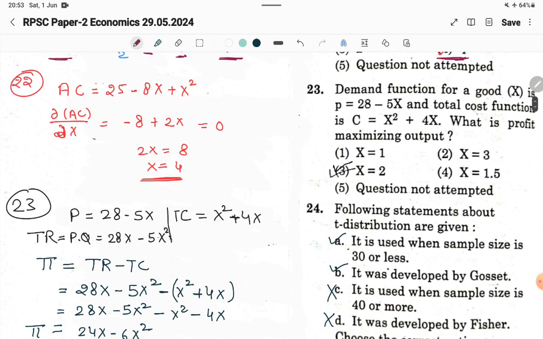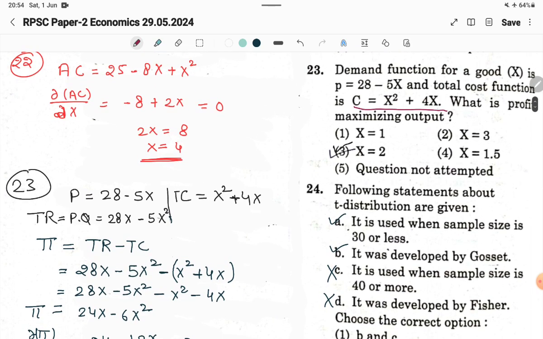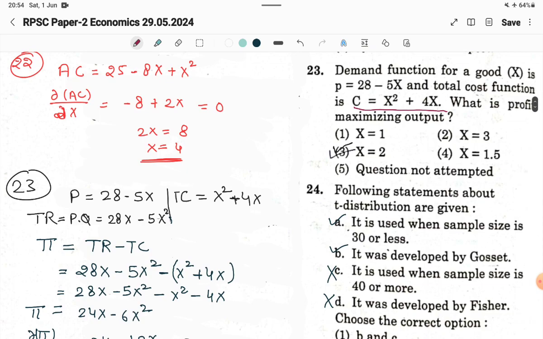The demand function for good x is p is equal to 28 minus 5x, and the total cost function is TC equal to x^2 plus 4x. What is the profit maximizing output? So here we will calculate the profit maximizing output. The demand function is given here, that p is equal to 28 minus 5x, and the total cost function is here, TC is equal to x^2 plus 4x.